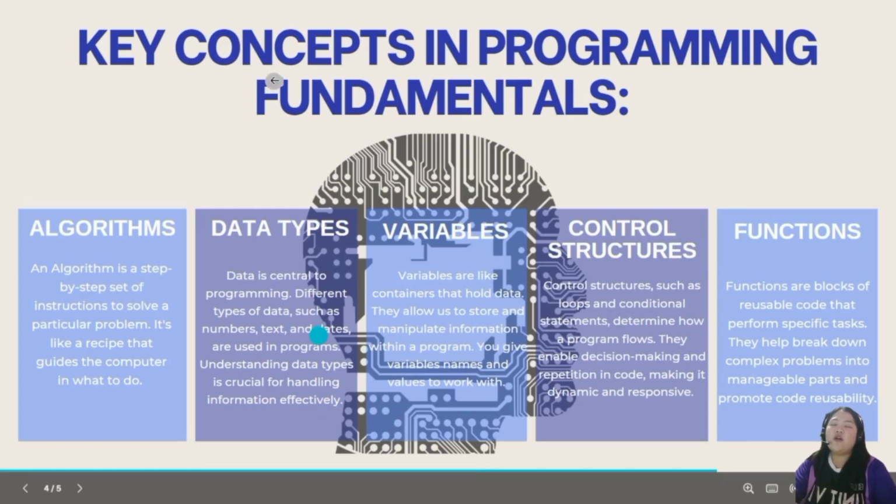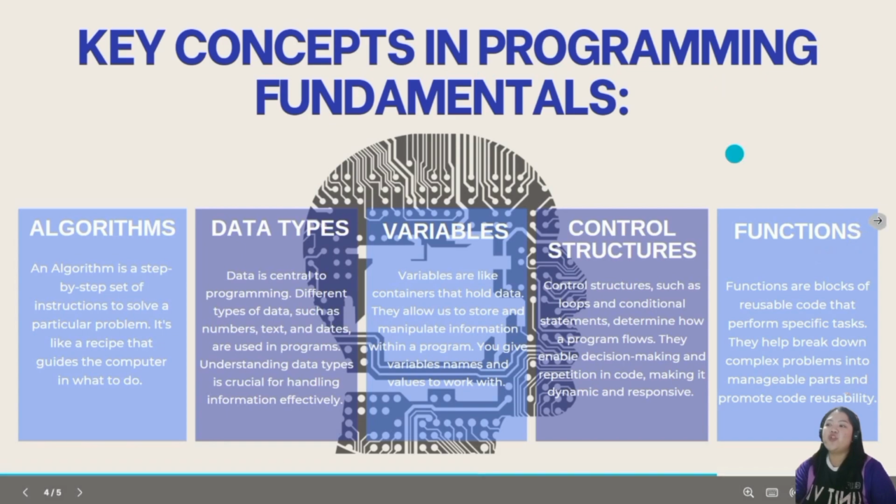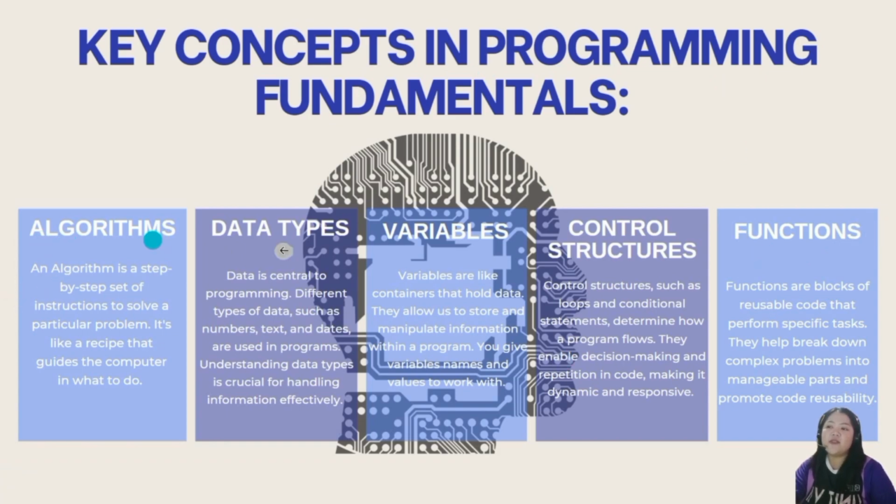There are key concepts in programming fundamentals, which are algorithms, data types, variables, control structures, and functions. So, algorithm. An algorithm is a step-by-step set of instructions to solve a particular problem. It's like a recipe that guides the computer in what to do. An algorithm is a procedure or a formula used for solving a problem.